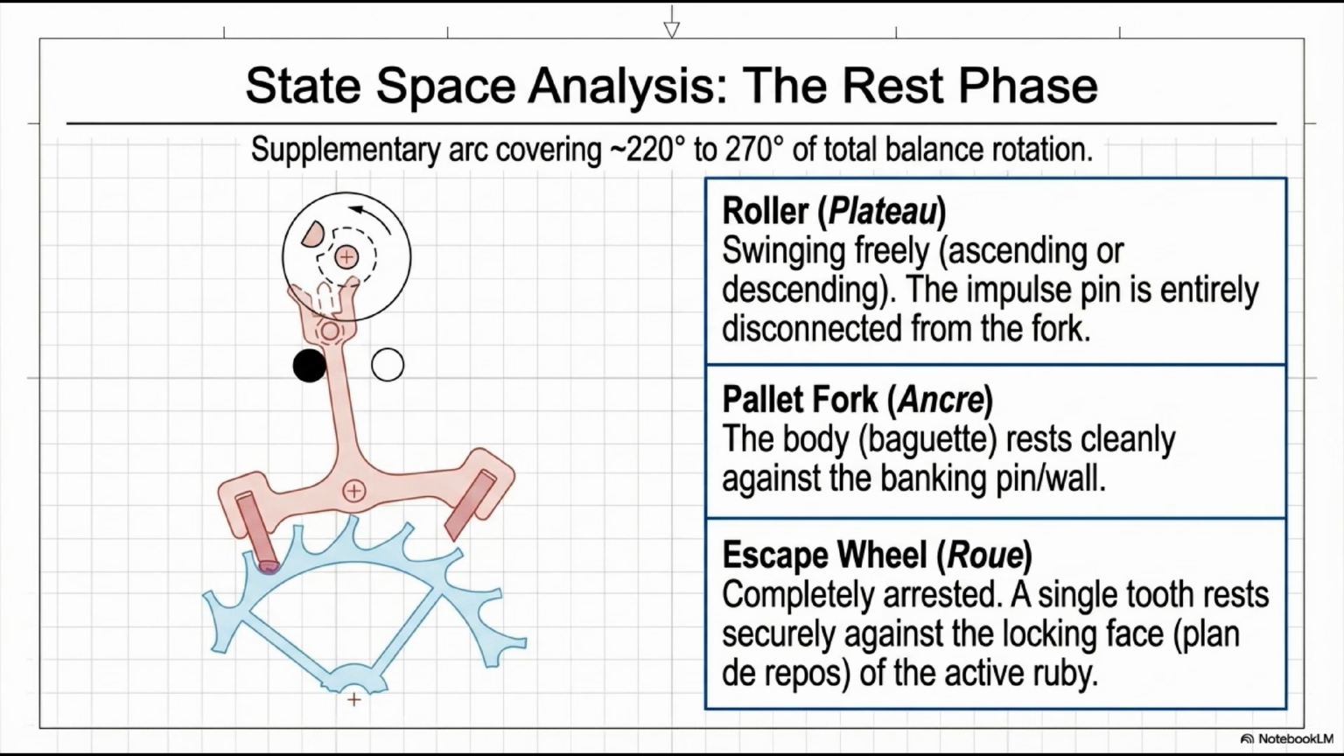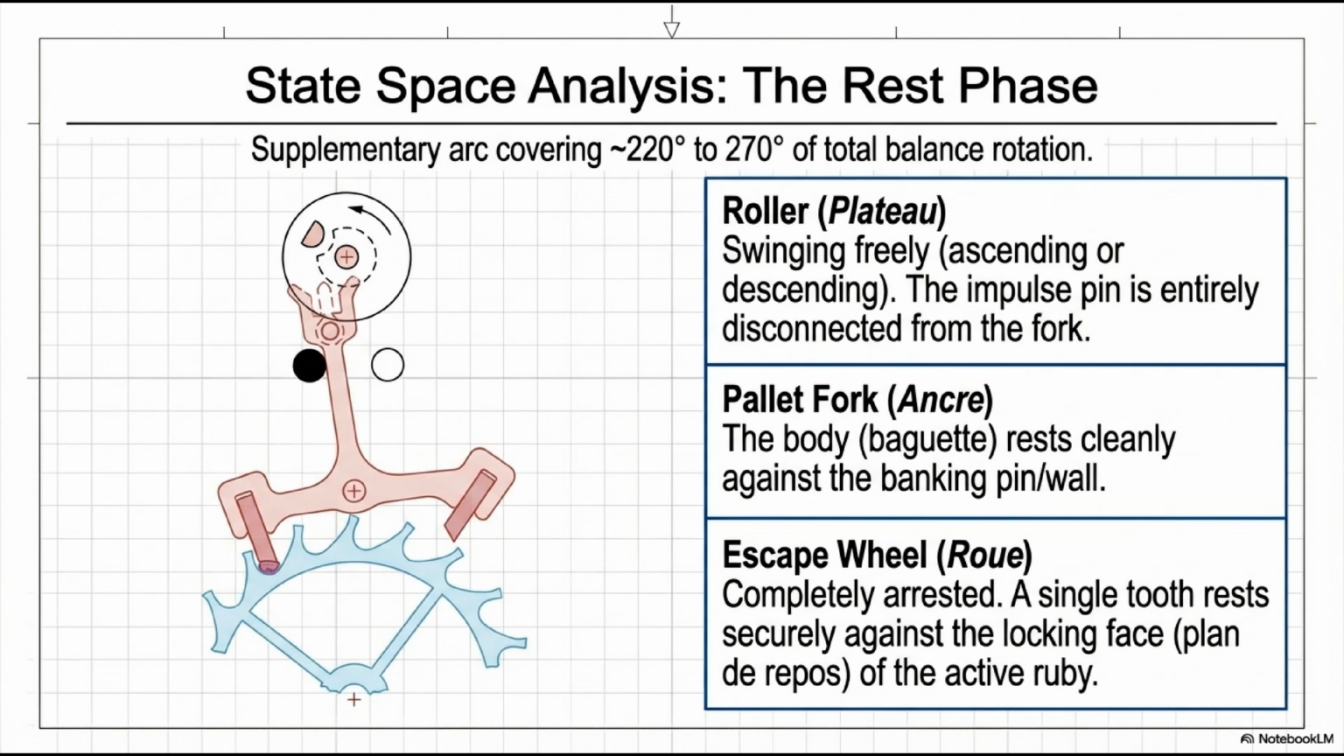Look at this diagram. The roller and balance wheel are swinging through there. Supplementary arc, the arc indicator shows the range of roughly 220 to 270 degrees of total balance rotation. The impulse pin is completely disconnected from the fork. It's out in the clear zone, well away from the fork mouth. The pallet fork, the anchor, is completely still. The baguette is pressed cleanly against the banking pin. You can see the 2 circles showing the 2 banking pin positions. The filled circle marks the active one.